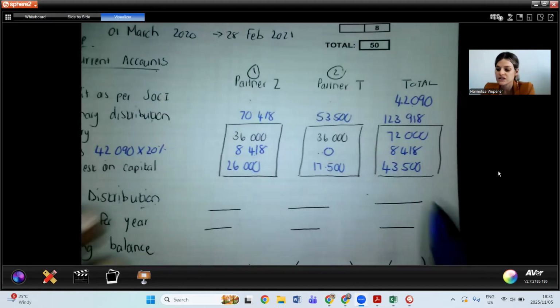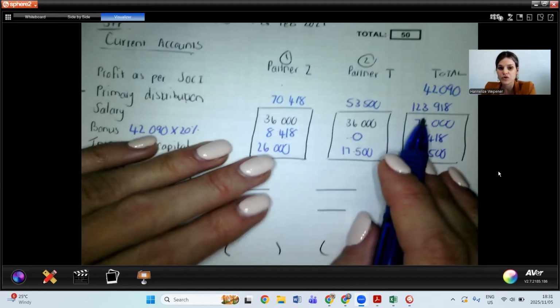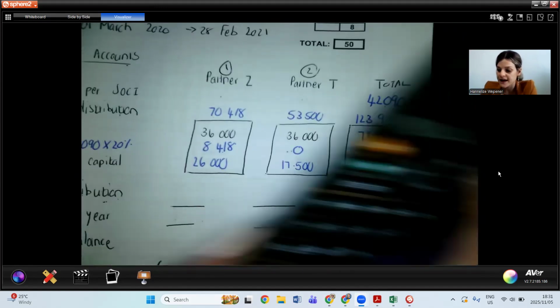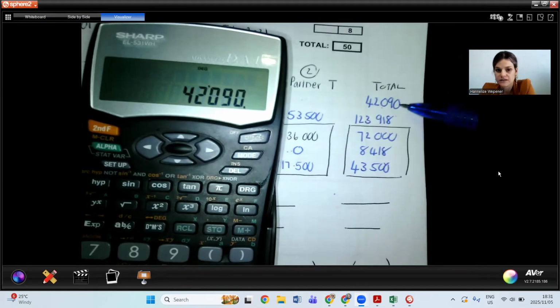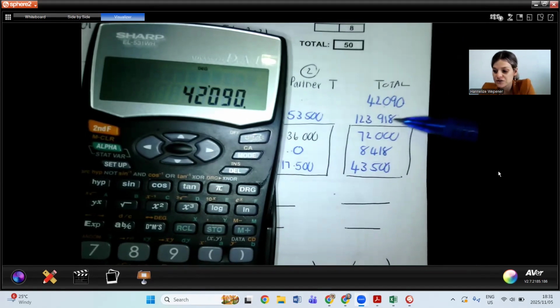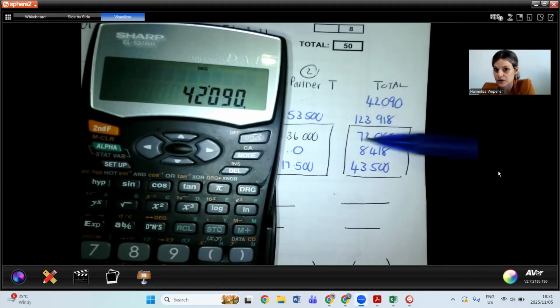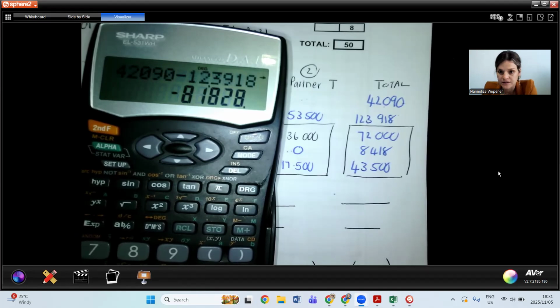43,500. Okay, so this is what we must now first distribute to our partners before we can do the final distribution. So you had 42,090 in profit, but then you had to give your partners as a primary distribution 123,918. So that is now subtracted from your profit, right?